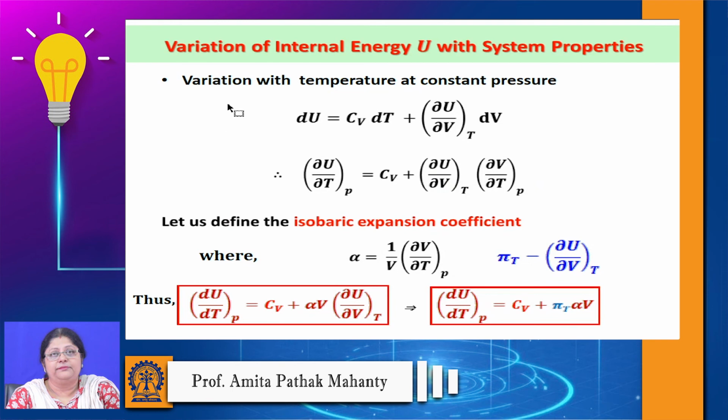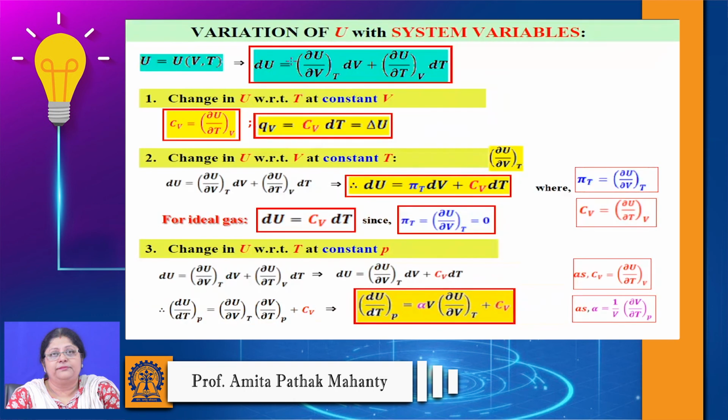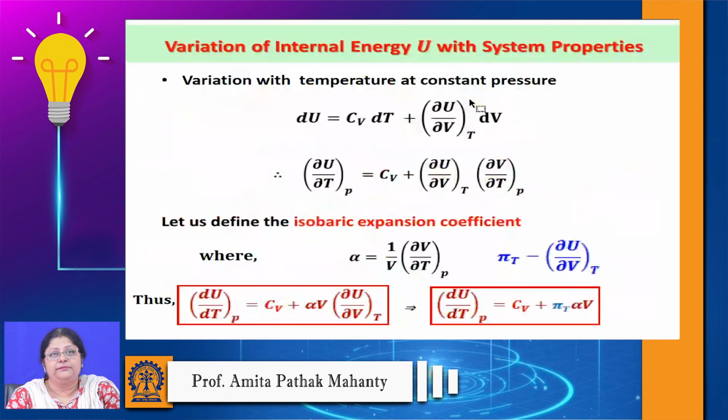Now let us see one example. Variation with temperature: how does U vary with temperature? We know from the expression that this is the fundamental equation, the total differential of U. Now here we know this is Cv, and this part can be replaced by Cv. So now you have Cv dT plus the internal energy change with respect to volume at constant temperature times the total volume change.